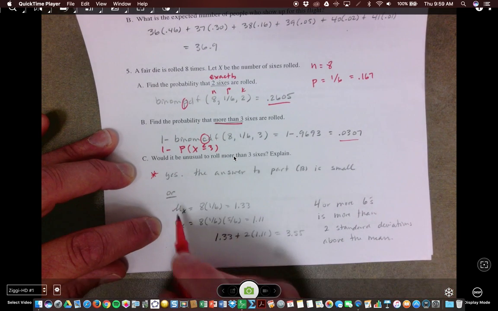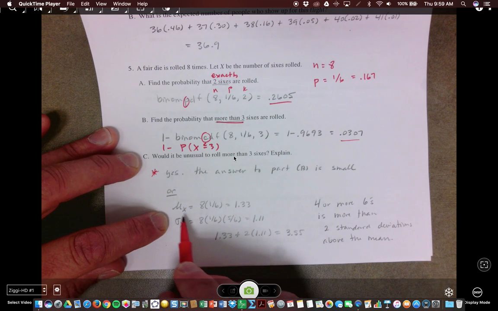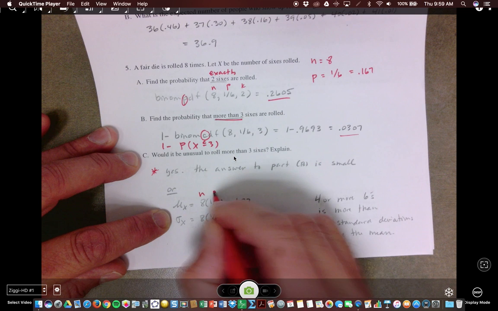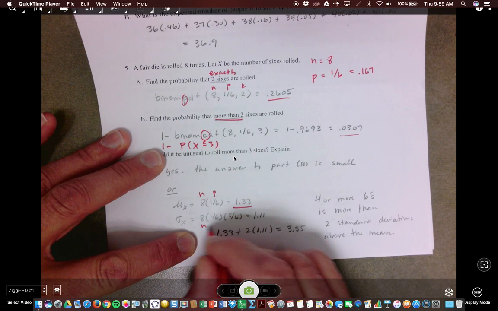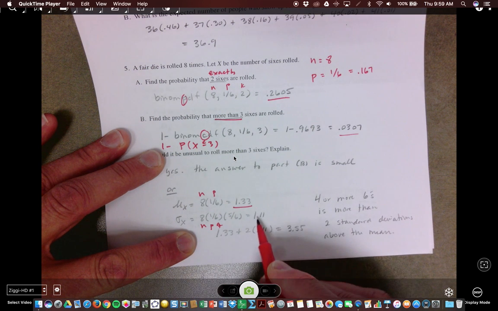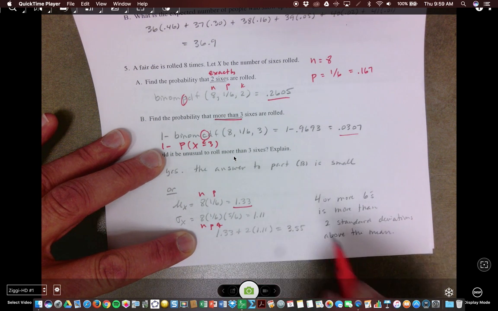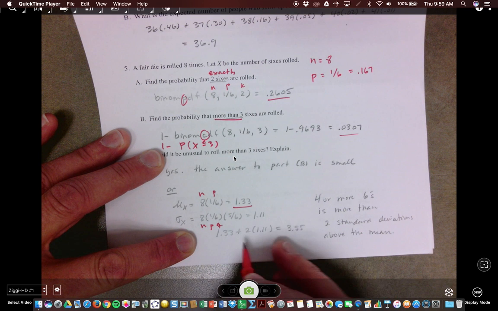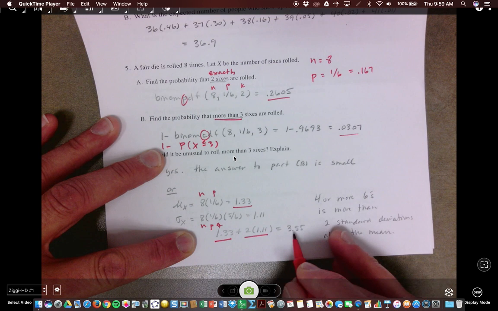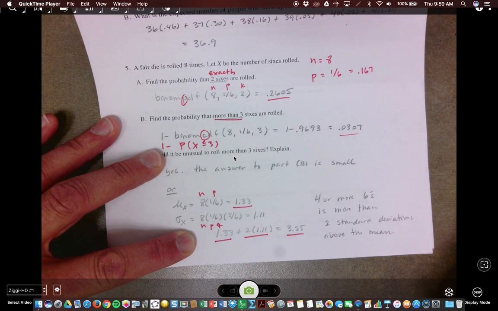Or you could use our rule of thumb that we talked about in the book. You could find the mean by taking n times p, and you could find the standard deviation by taking the square root of n times p times q. You're going to get a mean of 1.33 and a standard deviation of 1.11. And our rule was to find the fence. So if you take the mean and add 2 standard deviations, you're going to get the fence at 3.55.